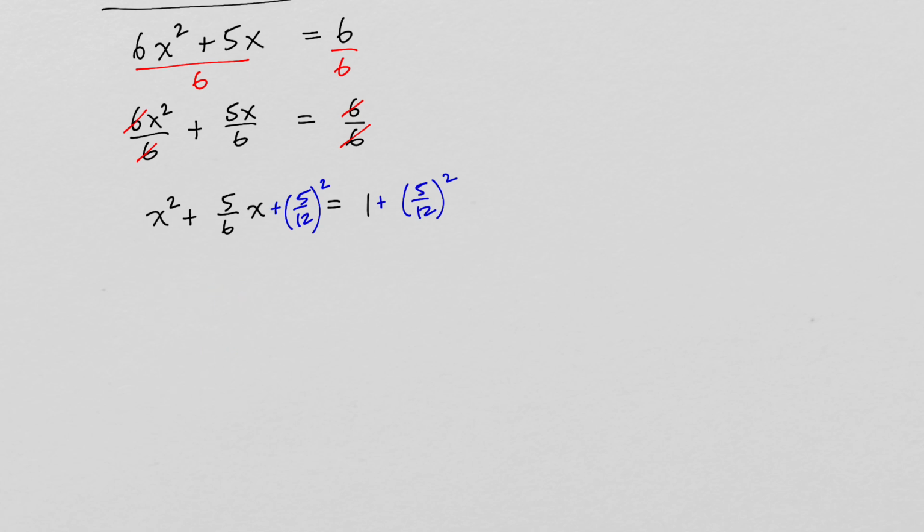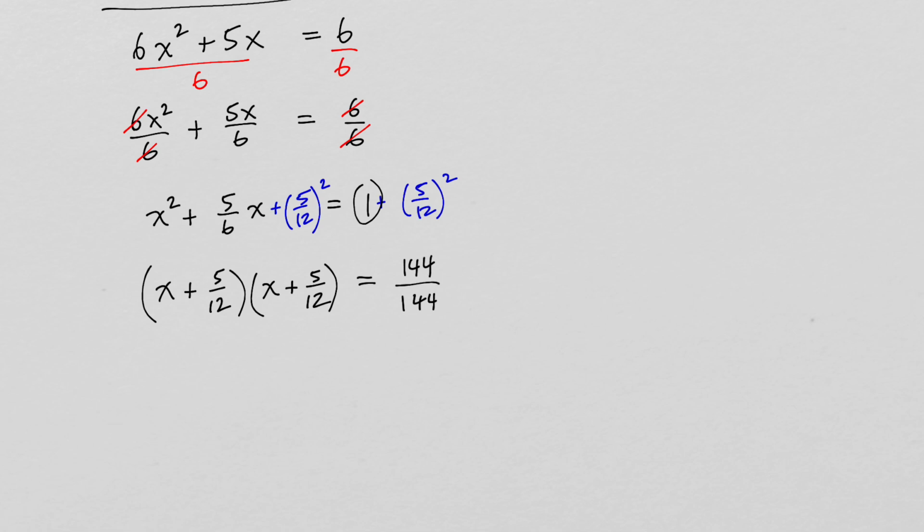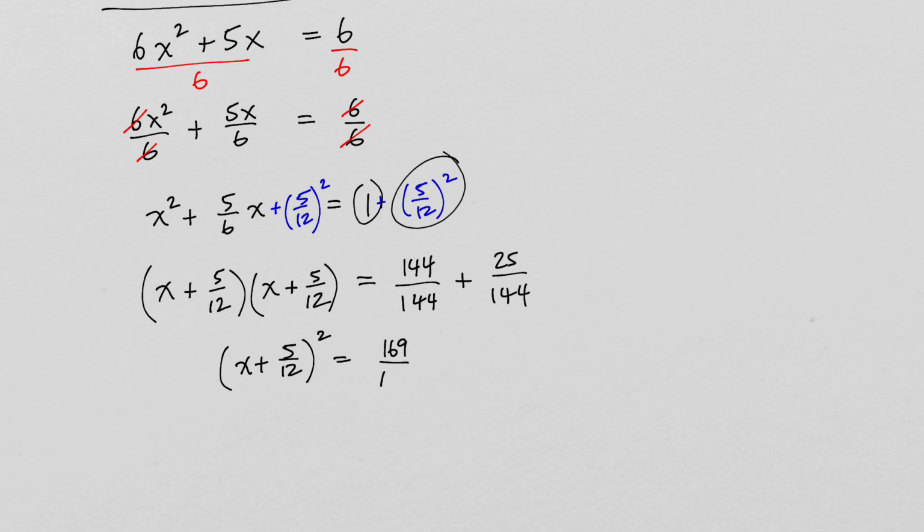Okay, so what happens next? Well, now we can factor this using the idea of a perfect square. So we're going to have x and x, positive and positive, and this will be 5/12 here, and this will be 5/12 here. On the other side, I'm going to change 1 to be 144 over 144. And the reason I did that is because 5/12 squared is 25 over 144. So that gives us a common denominator. On the left-hand side, we have x plus 5/12, quantity squared. On the right-hand side, we have 169 over 144.